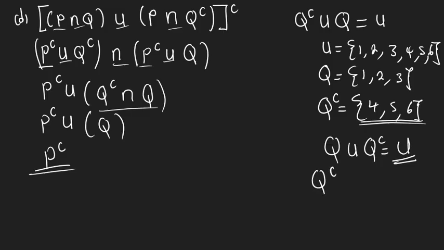If you have Q complement intersection Q, this is everything outside Q intersecting with everything in Q. It will not give you an answer. It will give you an empty set. You cannot intersect what is outside Q with what is inside Q. So it gives you the empty set. That is how we're able to do those operations.